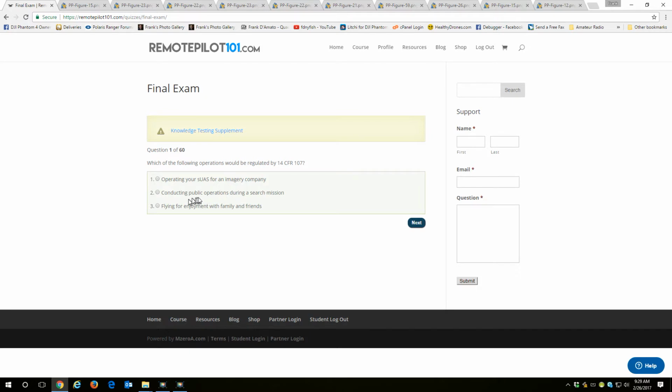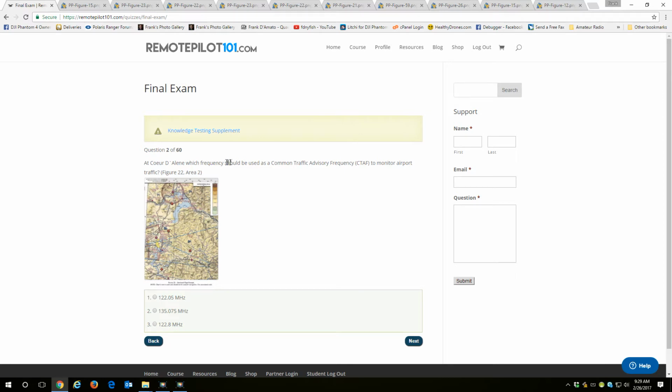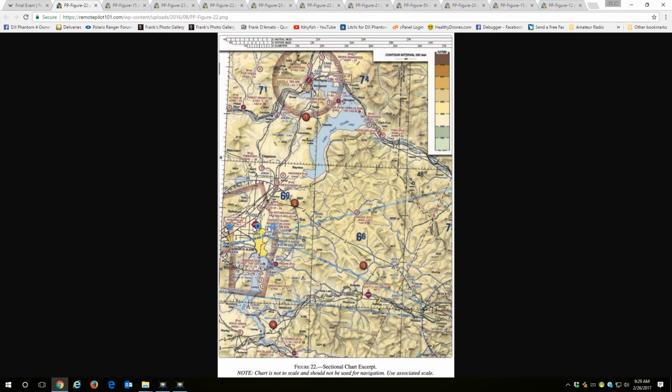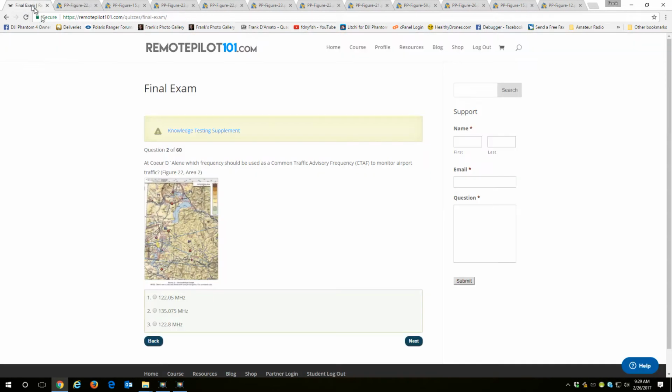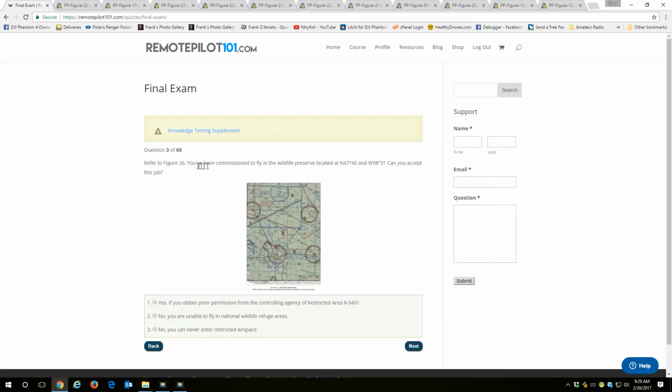Operations for imagery, public operations, flying for fun, family, friends. Power research rescue. So it's imagery, commercial. Which frequency should we use? A common traffic advisory. Common traffic, 122.8.